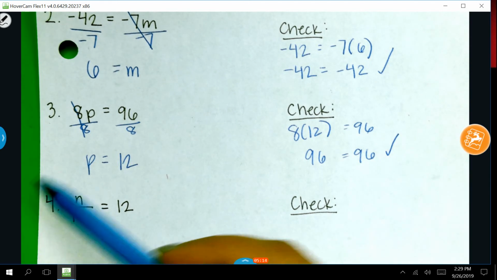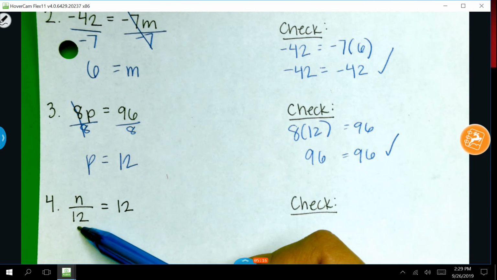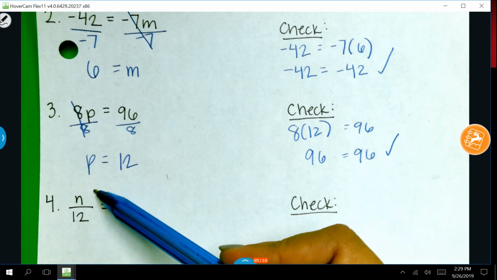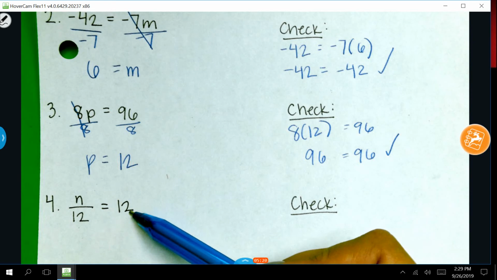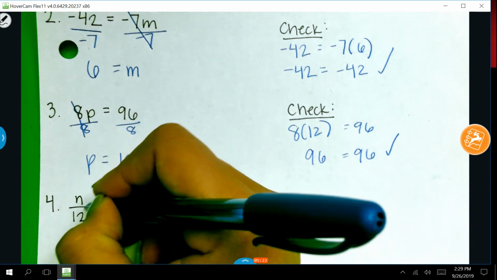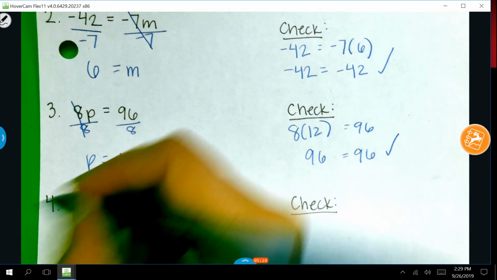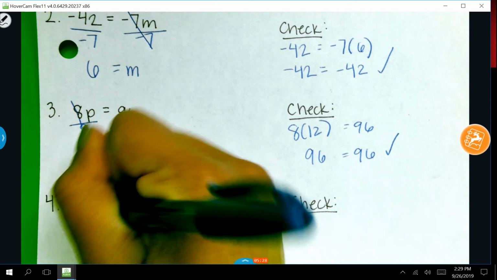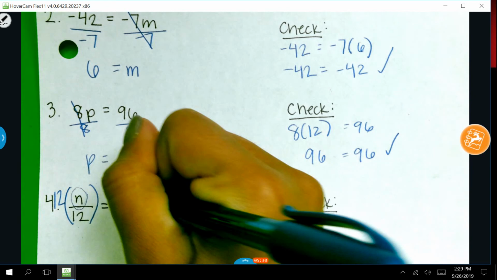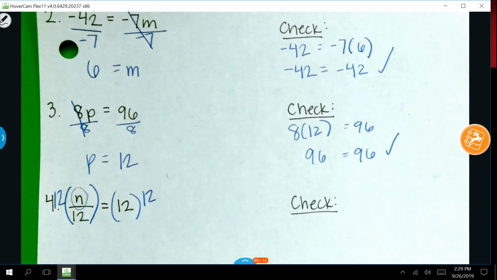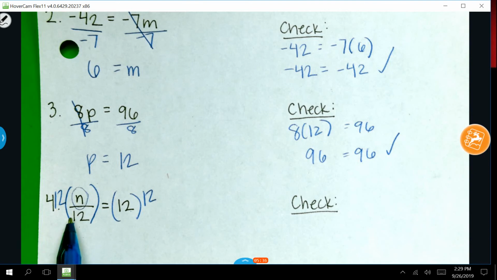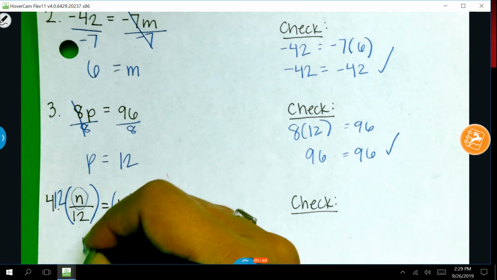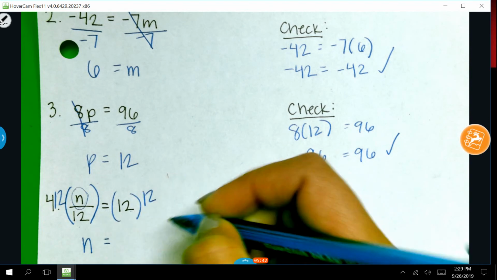All right, number 4, I've got n over 12, which, what does that mean again? N divided by 12 equals 12. So if I want to get rid of that 12 so that I can solve for n, what am I doing? Good. I want to multiply both sides by 12. By multiplying by 12, what do I get on the left-hand side? N. And then what about on the right-hand side?